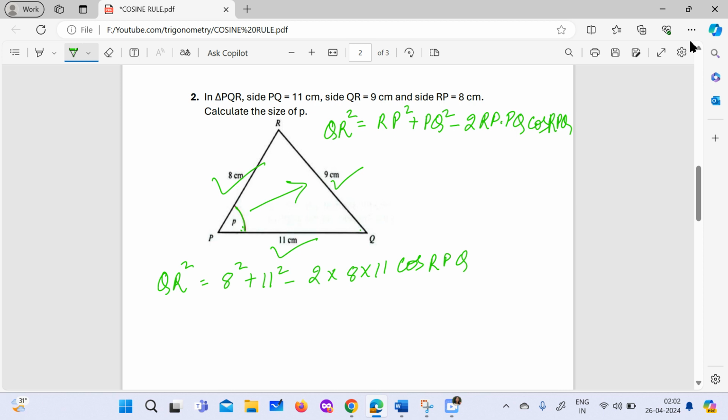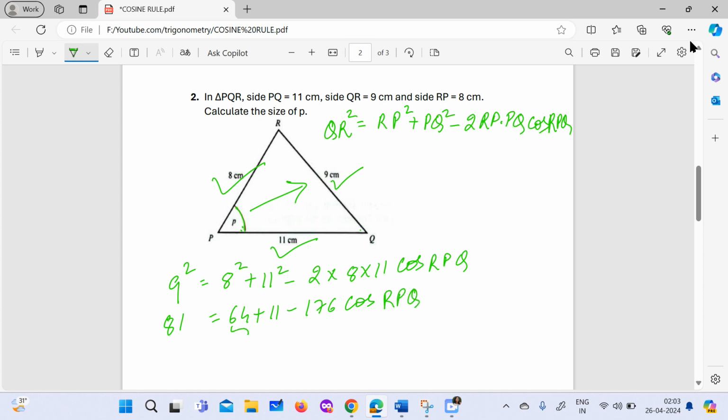Now we can substitute the values here. And here we have 9. This length is also given, so I can substitute this value as well. So we get here 9 square. Now we can simplify this, minus, and then we get 176 cos RPQ.